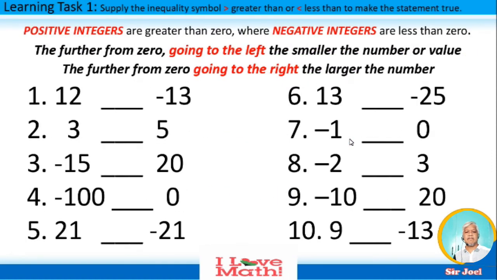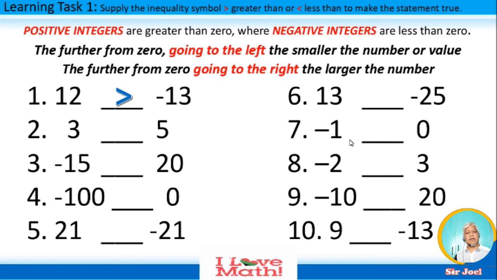Tingnan natin. Learning task number 1, supply the inequality symbol greater than or less than to make the statement true. So, panghawakan natin dito yung the farther from 0 going to the left, the smaller the number or value. The farther from 0 going to the right, the larger the number. And of course, positive integers are greater than 0, where negative integers are less than 0. Number 1, 12 compared to negative 13. 12 is positive and negative 13, obvious, positive is greater than negative. So, answer in number 1, greater than.